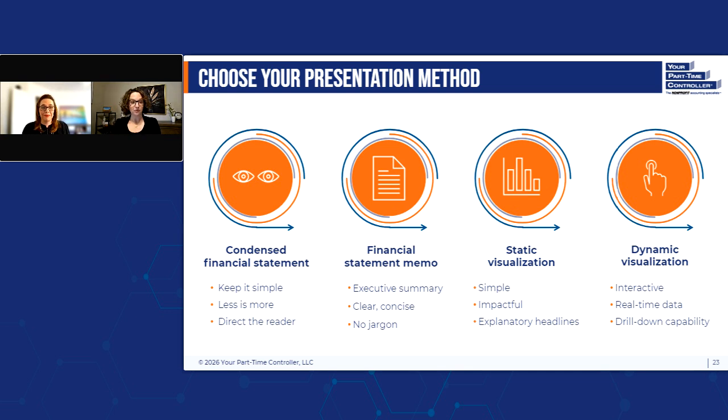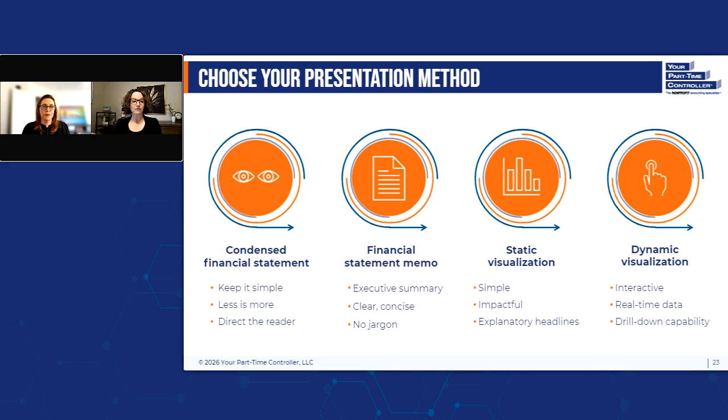Use a memo, usually one page if you can do it. Anticipate the questions and address them proactively. For instance, if one department has revenue that's significantly below budget, let the board know why that happened. Start with your headline or elevator pitch, make it clear, don't use a ton of jargon, and really just write in a way that a non-accountant will understand.